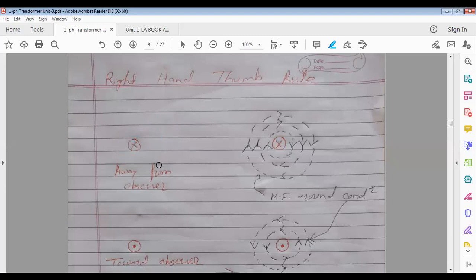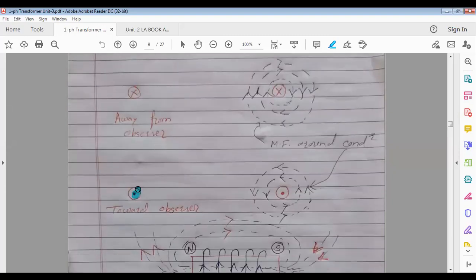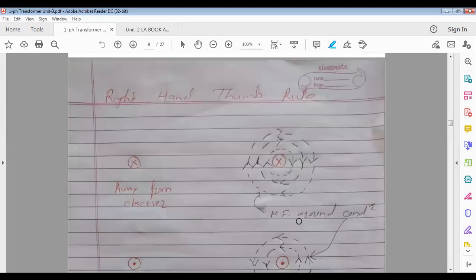Now consider the arrow moving toward you. What can you see? The tip of the arrow. That's why a dot is used here. This circle is the cut section of a conductor, and the cross and dot indicate the current direction through that conductor. When current is moving away from the observer, it is a cross. When current is moving toward the observer, it is a dot. Now you can apply the right hand thumb rule. So what is the right hand thumb rule?